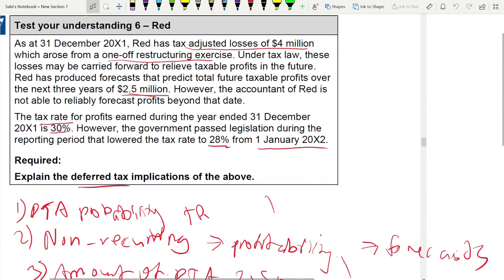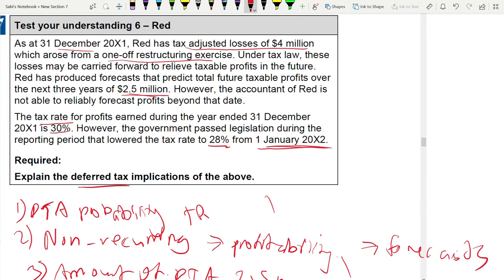This is what? On 31st December 2001, this is the condition. They are having loss. But when will it reverse? From next year onwards, because next year onwards only they are having profit for the first 3 years. After that 3 years they are having profit. So 2001, 2002, 2003. And this is from 2002.